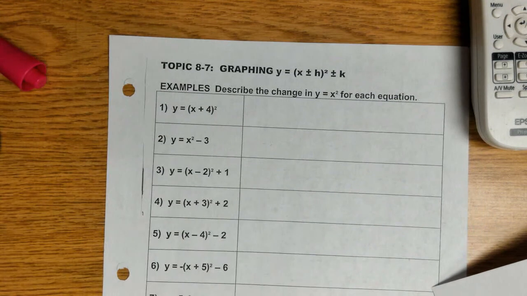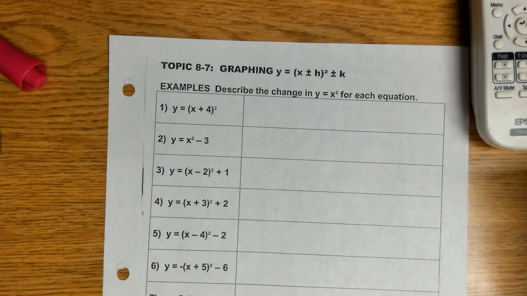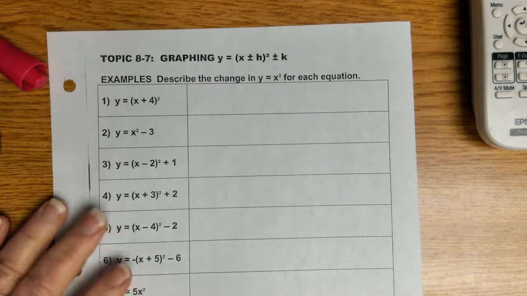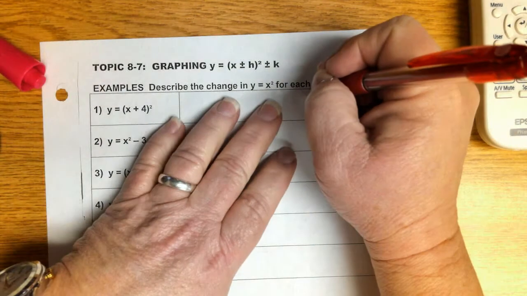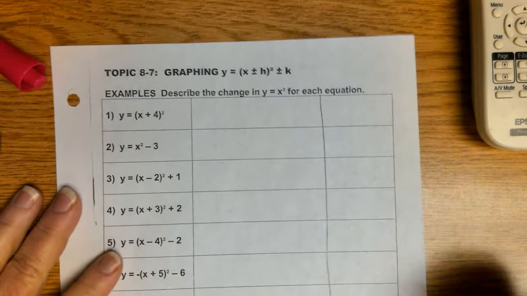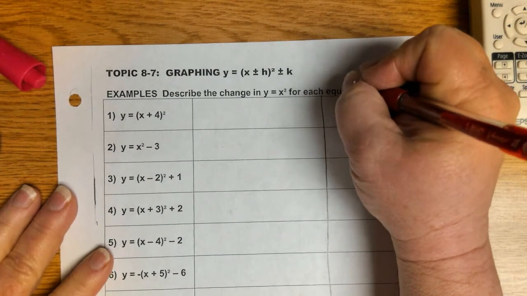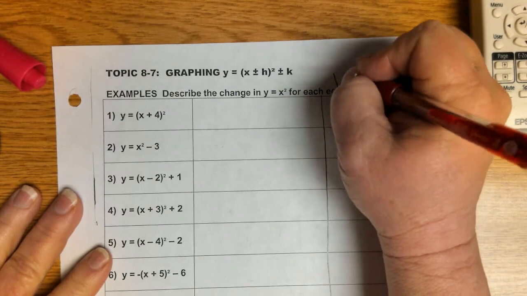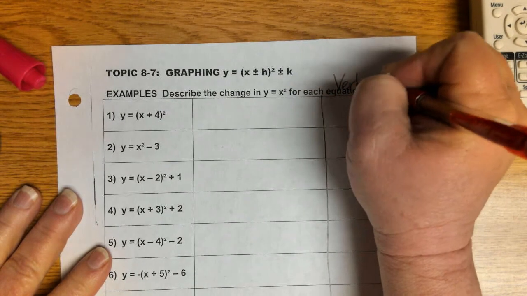Okay, this is topic 8.7, graphing y equals (x plus or minus h) to the power of 2 plus or minus k. So we're kind of adding everything together, and we're adding one more situation here. Before I start, I want you to put a column down the right side of this worksheet, and write right up here, vertex.